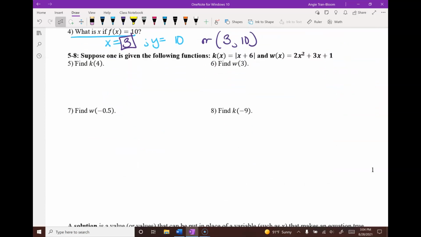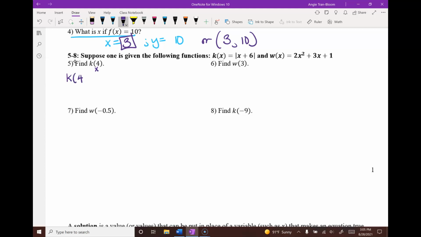Examples 5 to 8. Suppose one is given the following functions. This one, remember, we have 2 functions this time. Your k of x equals the absolute value of x plus 6, and w of x equals 2x squared plus 3x plus 1. Find k of 4. So students, remember, find k of 4 meaning that your x value is 4. We're looking for the y value.